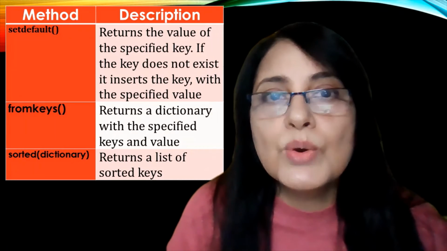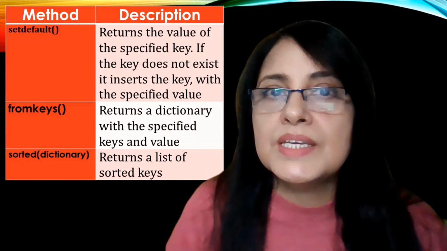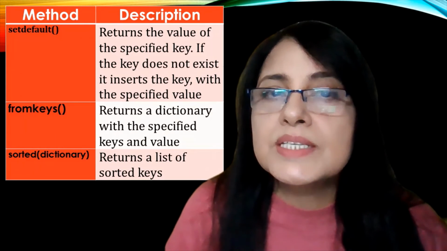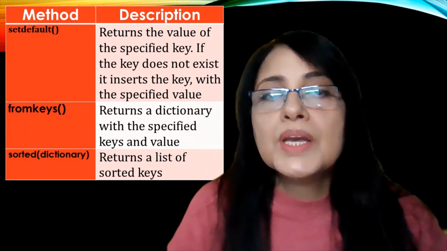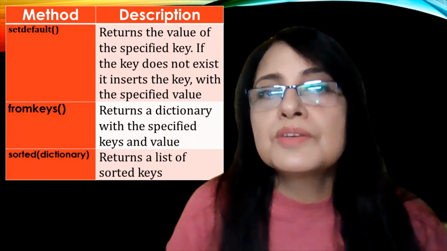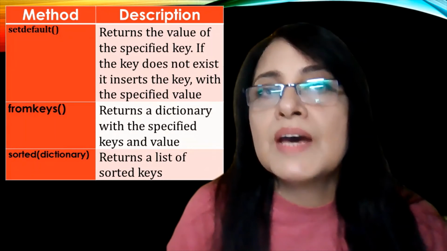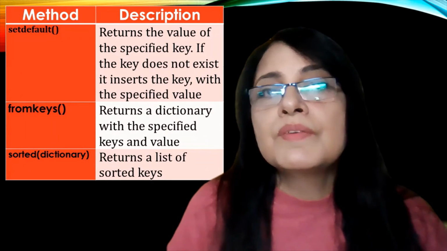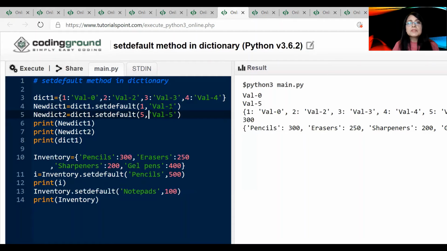The setdefault method returns the value of the specified key. If the key does not exist, it inserts the key with the specified value. The fromkeys method returns a dictionary with the specified key and value. Sorted will return a list of sorted keys. The setdefault method in a dictionary takes a key value pair.